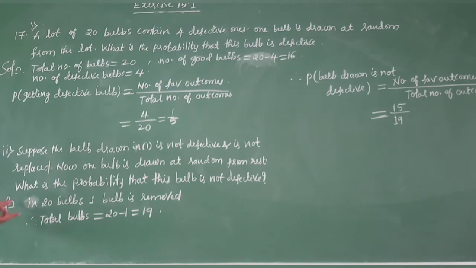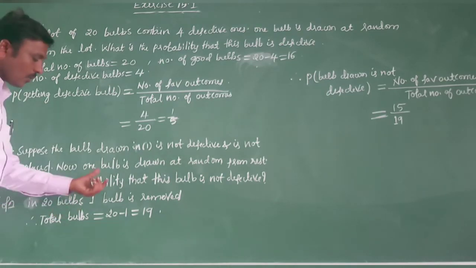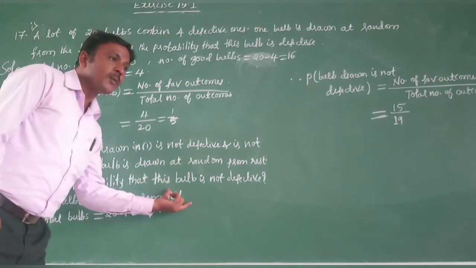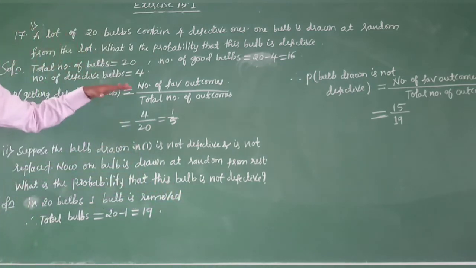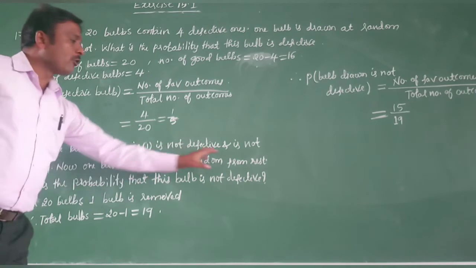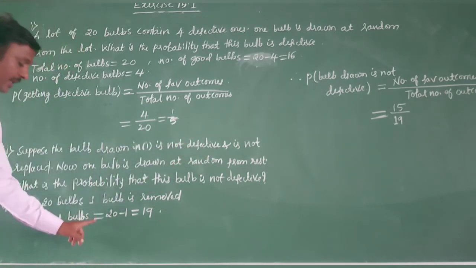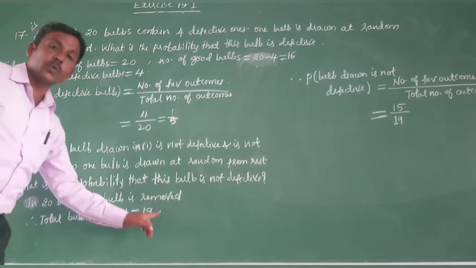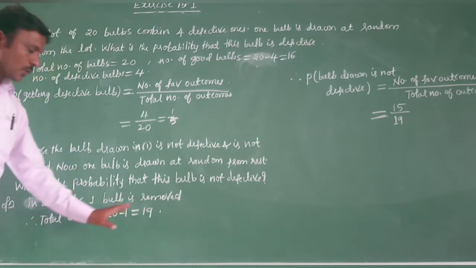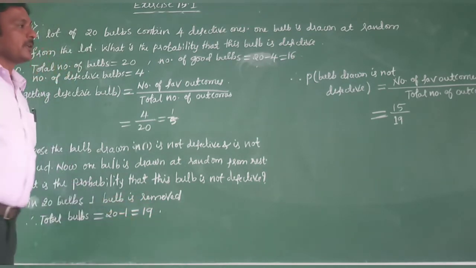See, question, solution. In 20 bulbs, one bulb is removed. Why removed? Because it is kept as it is. Assume it is not defective. Therefore, total number of bulbs remaining is 20 minus 1, which is 19. 19 bulbs will be remaining.